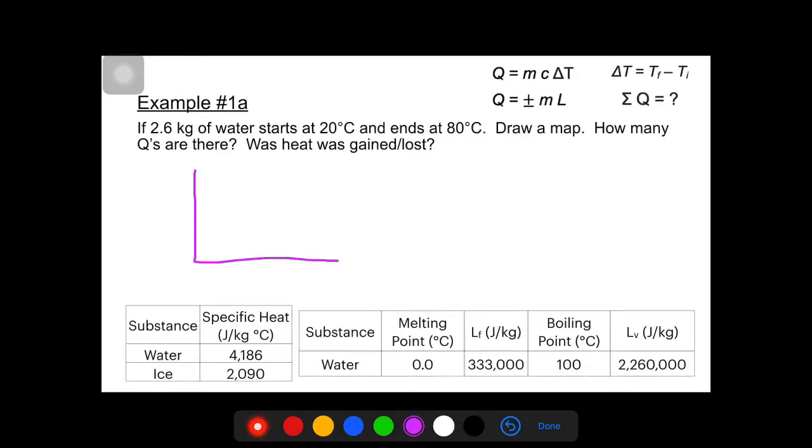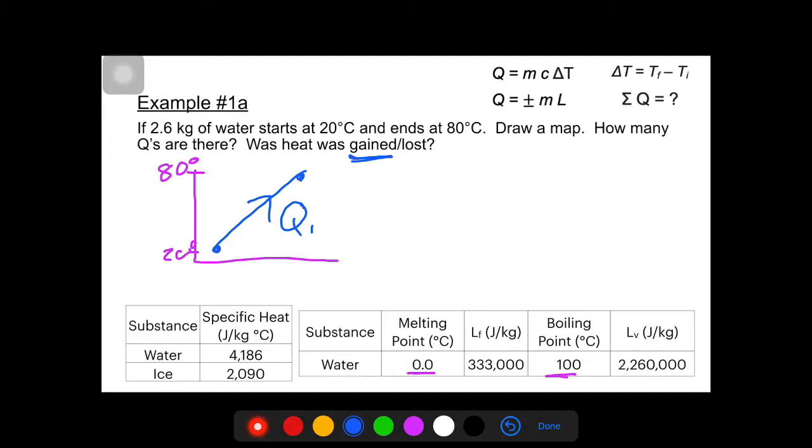So, map. We write our biggest number. So we have 2.6 kilograms of water, which starts at 20 degrees and ends at 80 degrees. Then we have to look: is there a phase change that occurs between those temperature points? And the answer is no. So we can say it starts here and it ends here, and we have 1 Q. And because it's going from the bottom left to the upper right, we are going to gain heat. And that's all this slide is really asking.